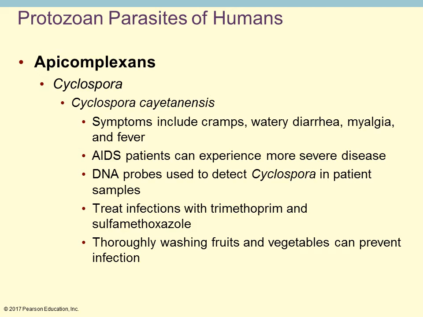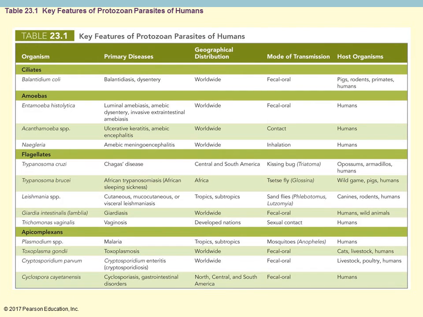Once again, immunocompromised patients tend to have more severe disease. You can treat with some antibiotics. Prevent: thoroughly wash your fruits and vegetables.